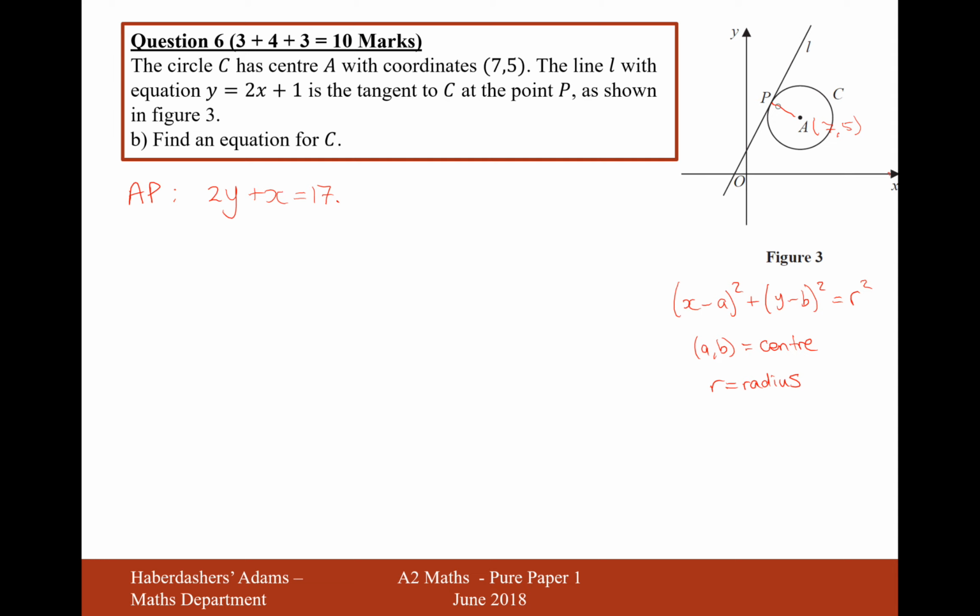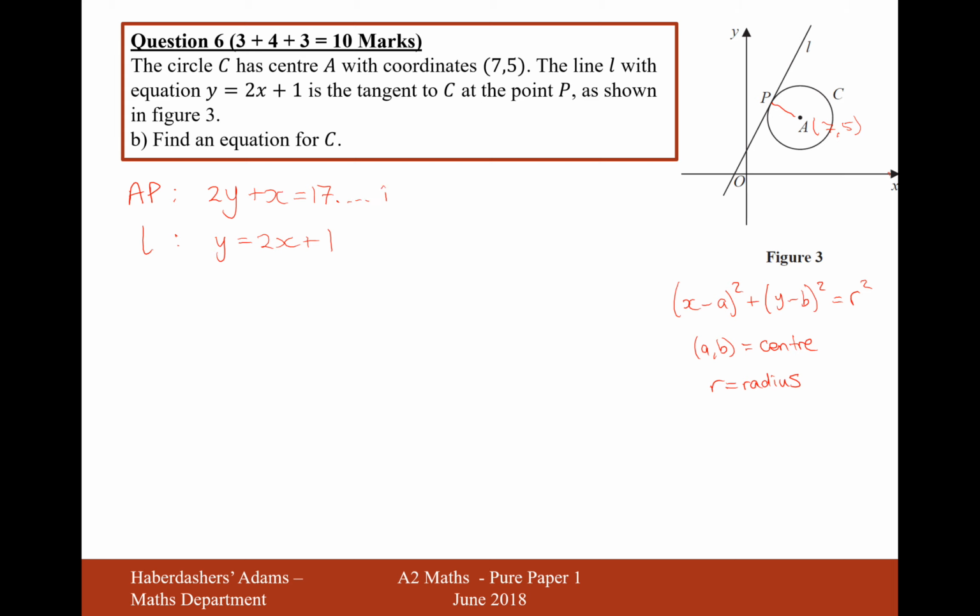Now to work out the coordinate P, I'm going to use two lines. I'm going to use the line 2y + x = 17, the one I've just worked out, and the equation of line L. Line L has equation y = 2x + 1. And I'm going to use simultaneous equations to work out what x and y are to give me the coordinate P, and then I can work out the distance from A to P, that's the radius, and then I can just substitute it into my equation for a circle. So let's get started then.